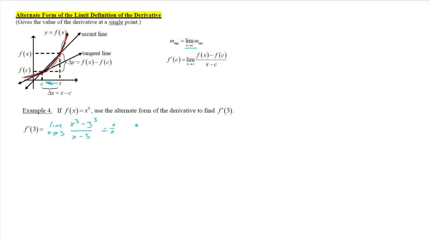Hopefully you're a little familiar with the difference of cubes, and so what we end up with is trying to derive the factors of this difference of cubes. So I'm going to go ahead and rewrite this here. x cubed minus 3 cubed over x minus 3. So we'll go ahead and do the difference of cubes. Now, if you're familiar with the pattern for that one, then you can just go ahead and fill it in. But if you're not, division of polynomials is going to be your answer.